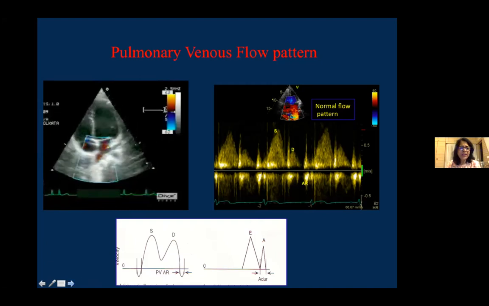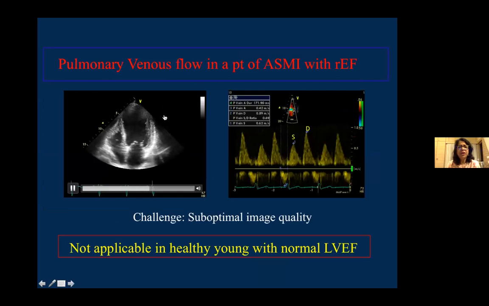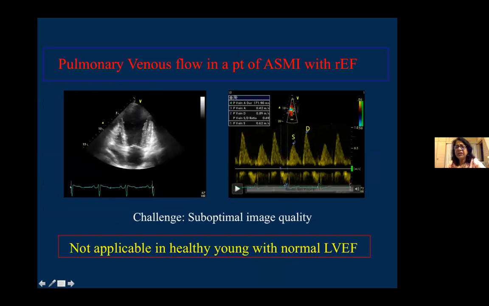But in a case of myocardial disease with reduced ejection fraction, as in this case of anteroseptal MI, where we couldn't get all the criteria, we took the help of the pulmonary venous pattern. Look at the ECG, the systole is here, diastole is here. So the systolic wave is less than the diastolic wave. So this indicates that the patient is having high LV filling pressure.